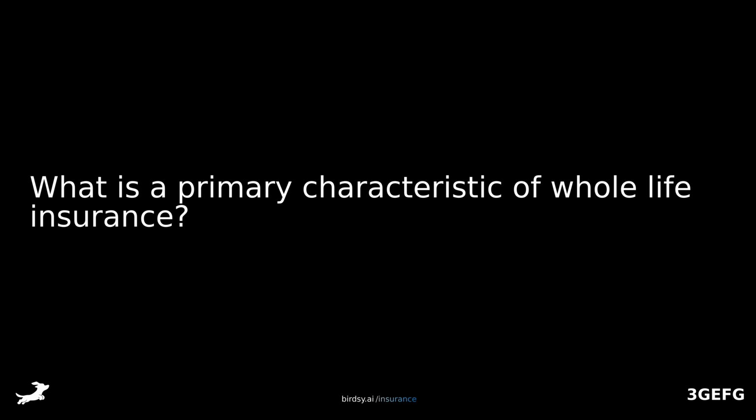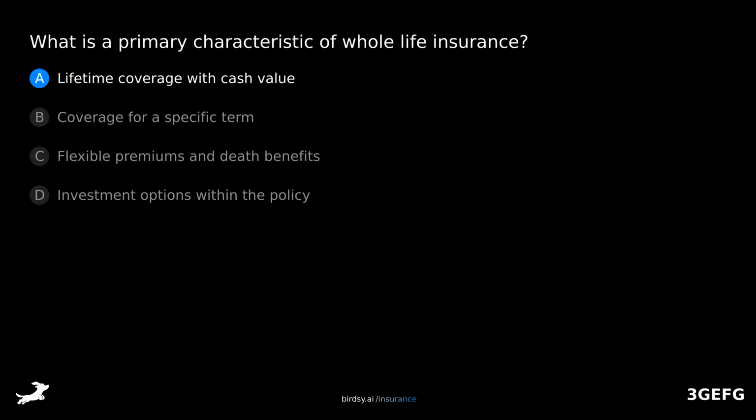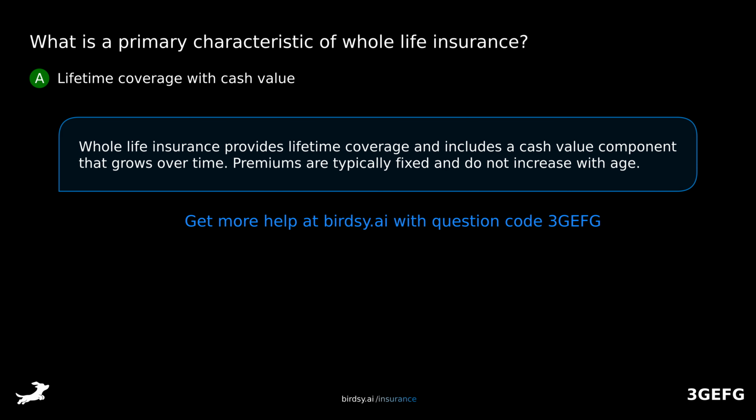What is a primary characteristic of whole life insurance? Is it A, lifetime coverage with cash value, B, coverage for a specific term, C, flexible premiums and death benefits, or D, investment options within the policy? The answer is A, lifetime coverage with cash value. Whole life insurance provides lifetime coverage and includes a cash value component that grows over time. Premiums are typically fixed and do not increase with age.